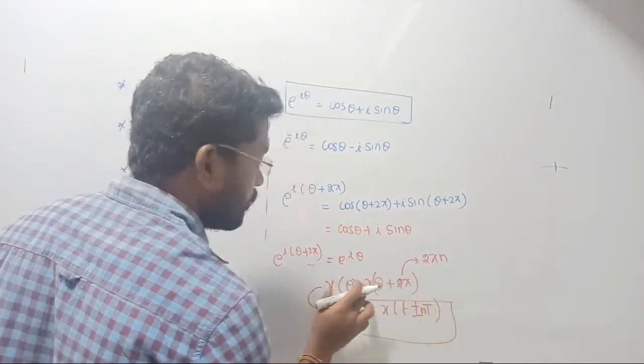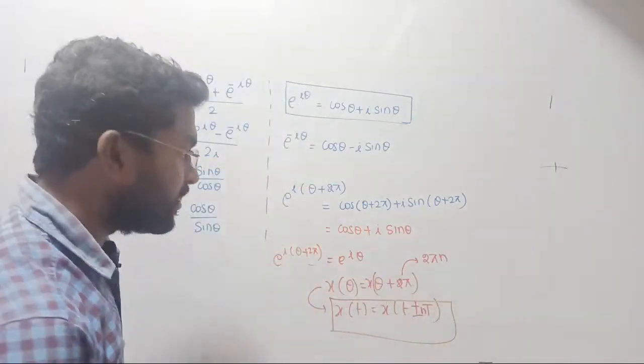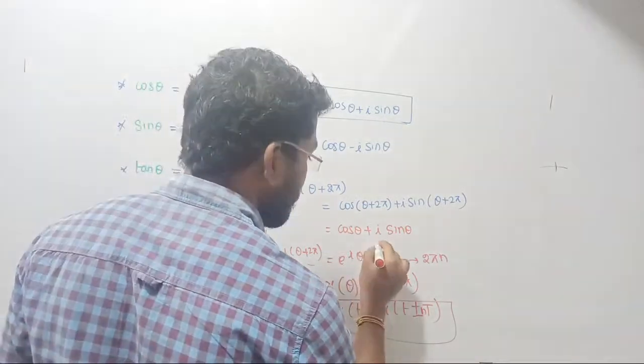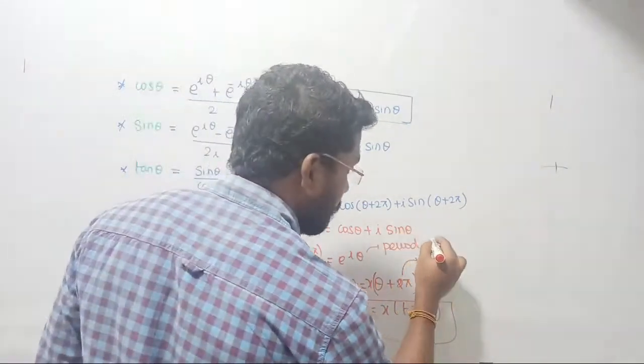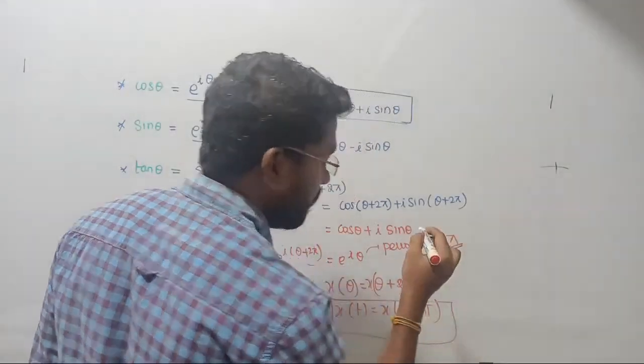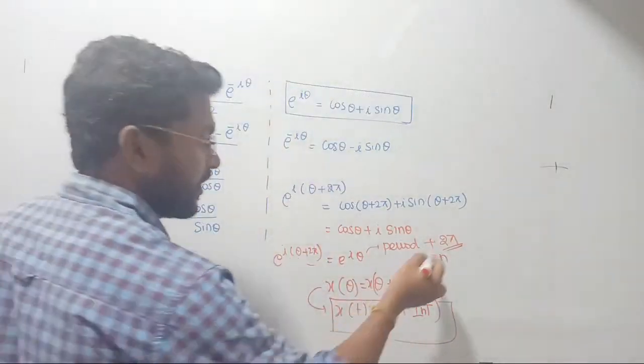Theta plus 2πn should be equal to x of theta, such that e power i theta is always said to be a periodic function. It is always said to be periodic with the period of 2π. With the period of 2π. Clear? Exactly. That is correct.